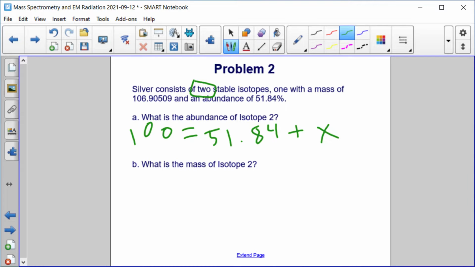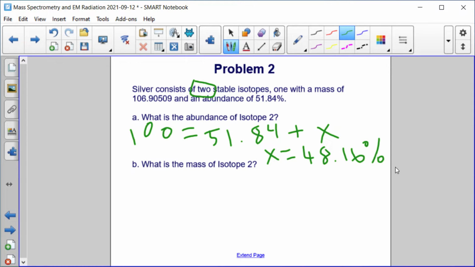So this is just a pretty straightforward subtraction problem. And what we get here for x, if we solve, is 48.16%. Okay? So now we know the percent abundance of that second isotope. We can now find the mass of it.